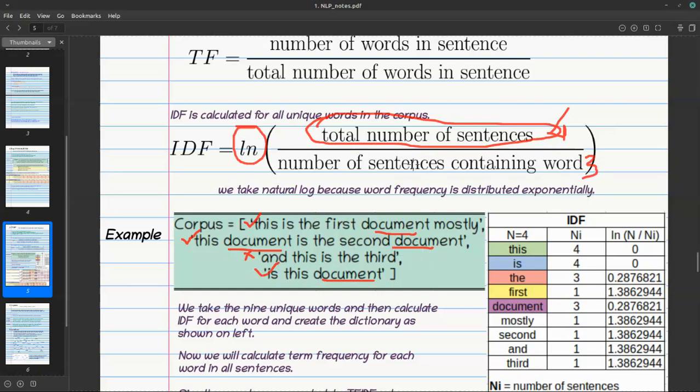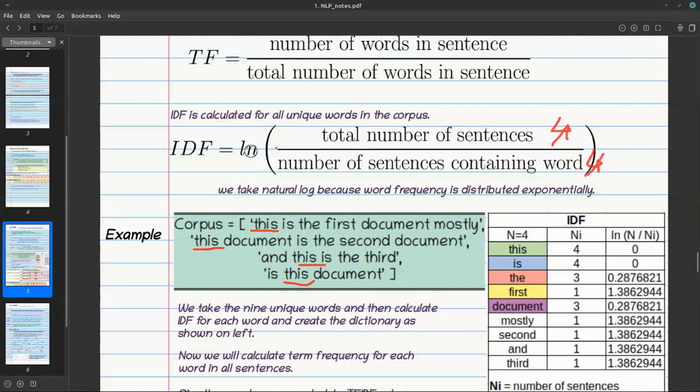And why we are taking log is because the log has one good property. If you take the inverse document frequency of a word that is occurring in all the documents, one, two, three, four, and how many sentences do I have? Four. Four divided by four would be nothing but one. And ln of one is equal to zero. Right. So natural log.